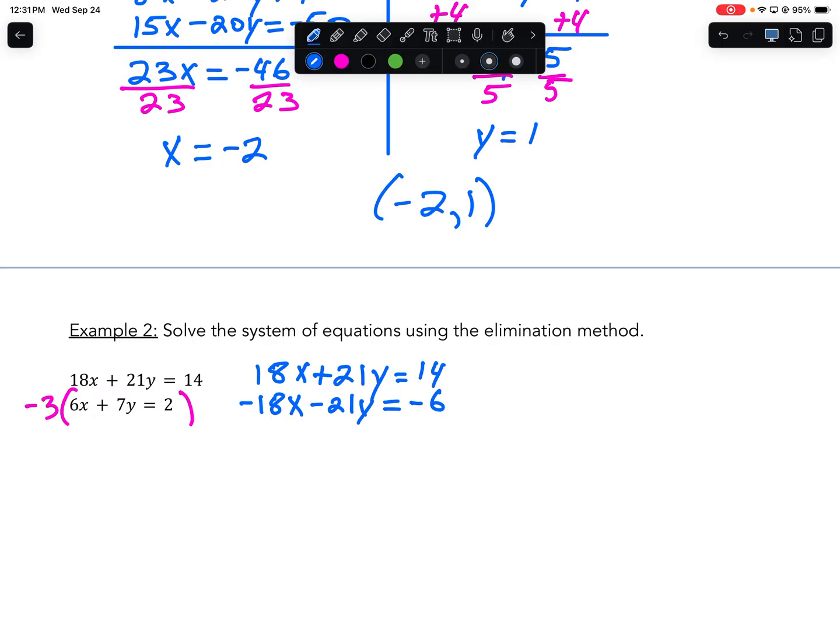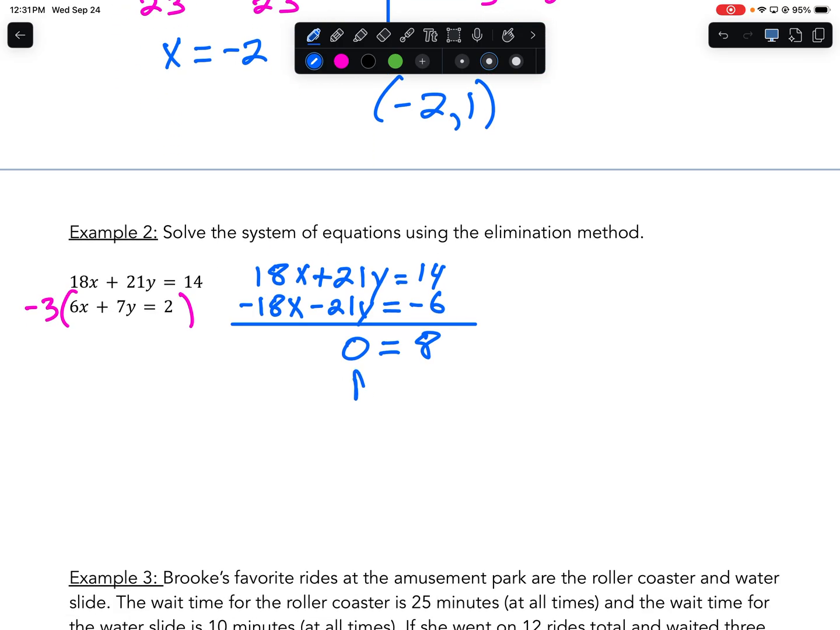What happens to the variables? They both cancel. So when they both cancel, I end up with 0 on this side. And what do I end up with on the other side? Does 0 equal 8? No. What kind of lines are they? No solution. Parallel, right? When it's no solution, the lines have to be parallel. Not the same line. What would the answer be if it's the same line? 0 equals 0, exactly. That's when it's the same line. You have infinite solutions. Okay, good.